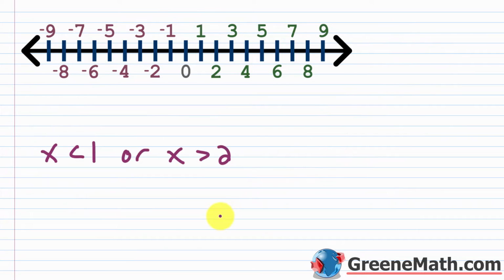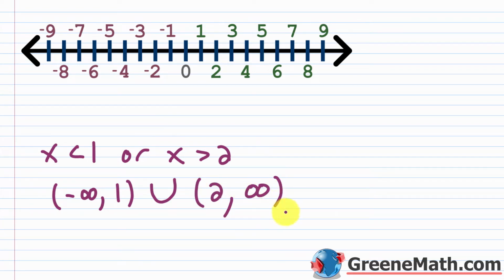So in interval notation, we would say x is less than 1. So from negative infinity up to and excluding 1. So you have a parenthesis next to each, and it's the union with basically anything greater than 2. So you have a parenthesis next to 2, and then out to positive infinity here.